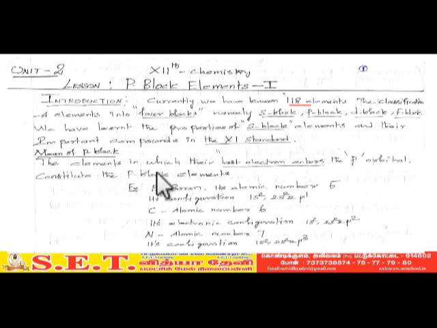The meaning of the p block element: in the elements of the p block, every element's last electron enters in the p orbital. Example, boron having atomic number 5. Its electronic configuration is 1s2, 2s2 and 2p1. The last electron enters into the 2p1 orbital, so it is called a p block element.